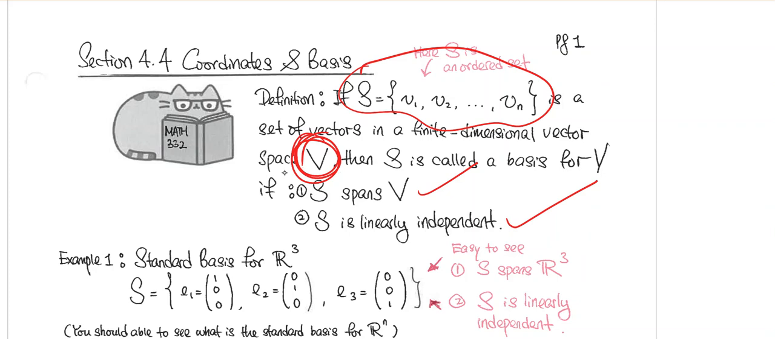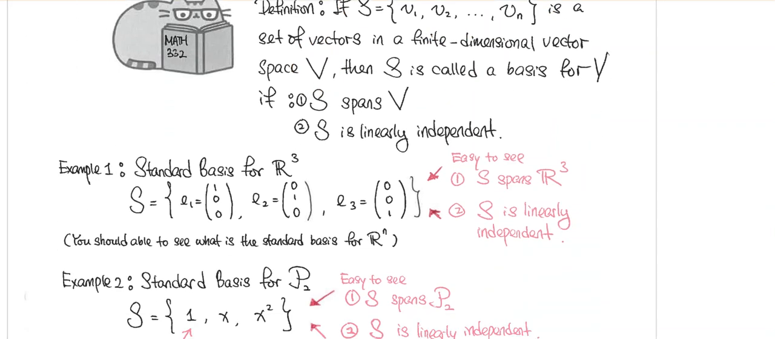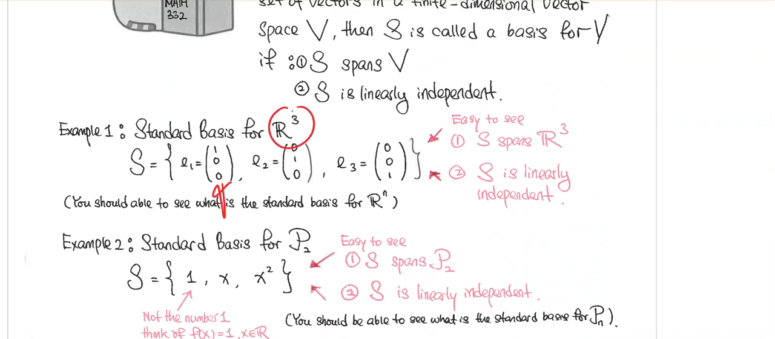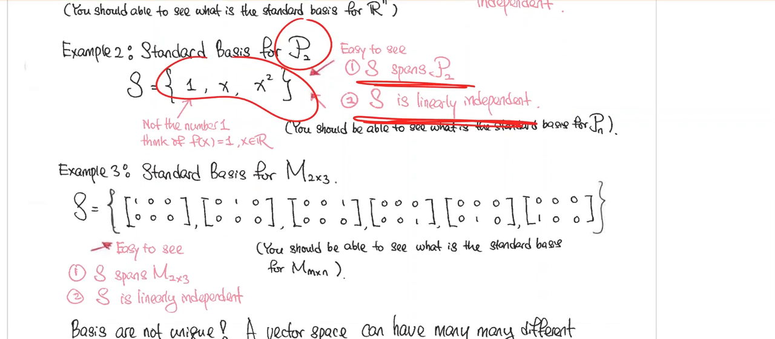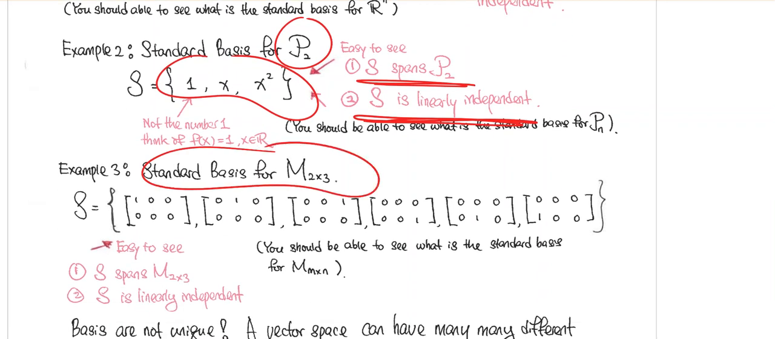So let's start with the very obvious basis for R3. Obviously this spans every element in R3, and the vectors are linearly independent. So this is a basis for R3, and this is in fact what we call the standard basis. For polynomials of degree at most 2, you can easily see these are the standard basis. Always remember the definition: it spans P2 and they are independent. You can see that pretty easily. This is a standard basis for the vector space of all 2x3 matrices. So again, these are standard bases.